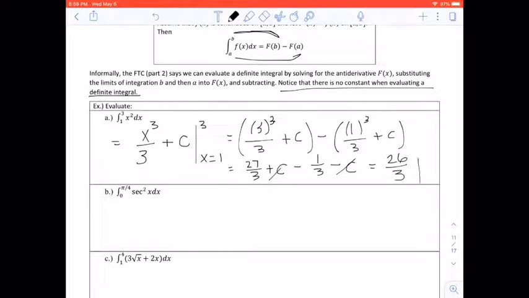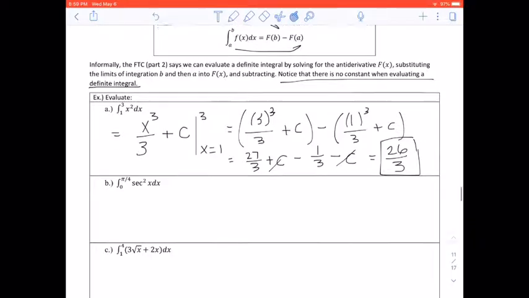I will leave it like this. So what you just found was the area under the parabola x squared from 1 to 3. And it's not an approximation, this is exact. The exact area is 26 divided by 3.